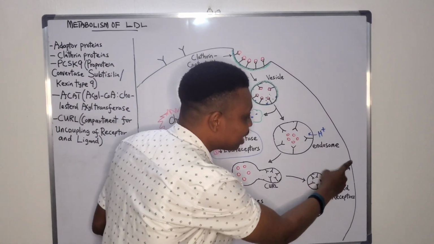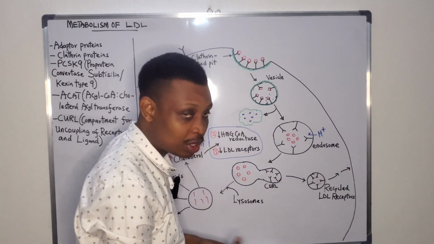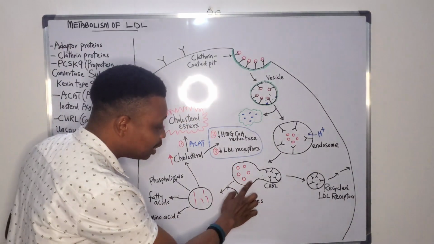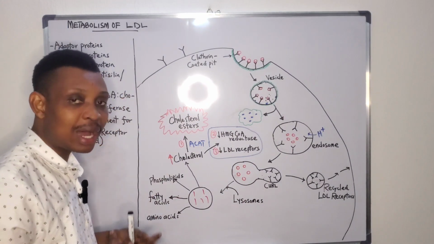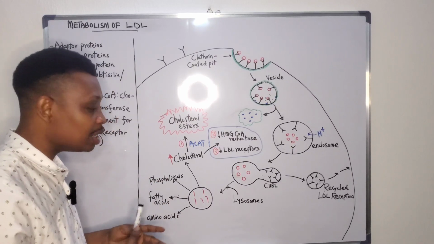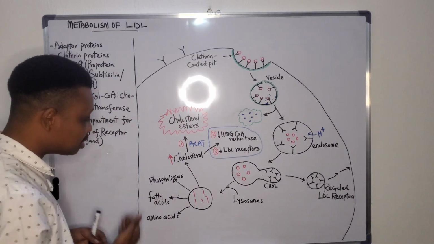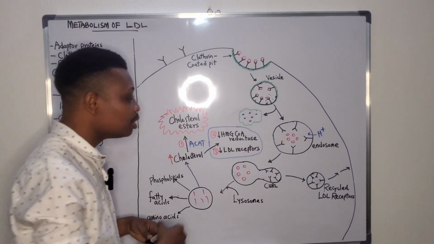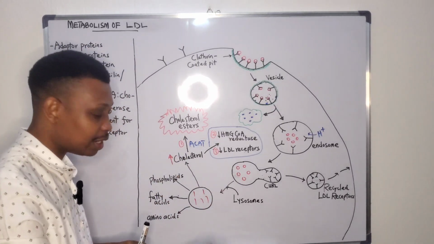So this CURL will further dissociate to form a vesicle on its own, and these receptors will be recycled. It means they will move back into the plasma membrane, or cell membrane, and then be reused. Also, this portion containing the LDL particles will fuse with lysosomes, and because lysosomes have hydrolyzing potential, they will break down these LDL particles to form amino acids, fatty acids, phospholipids, and cholesterol. Now, this process takes place over and over again.